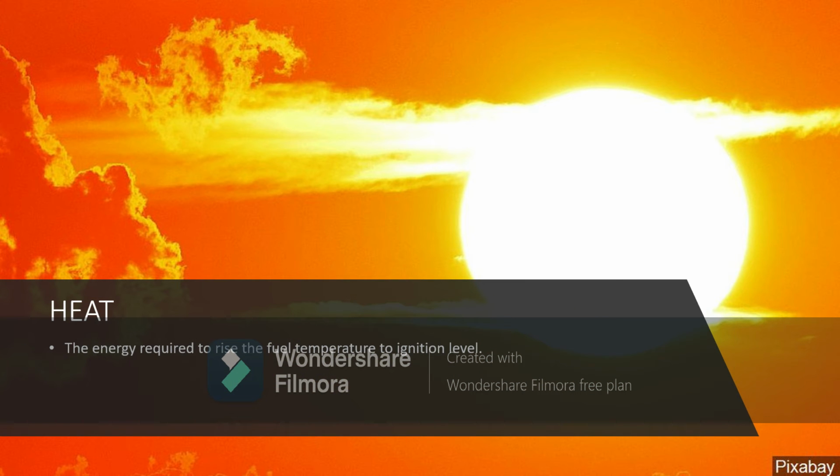Heat is the energy required to raise the fuel temperature to the ignition point. Examples of heat sources are open flame, the sun, hot surfaces, friction, chemical action, and the last one is electrical energy.